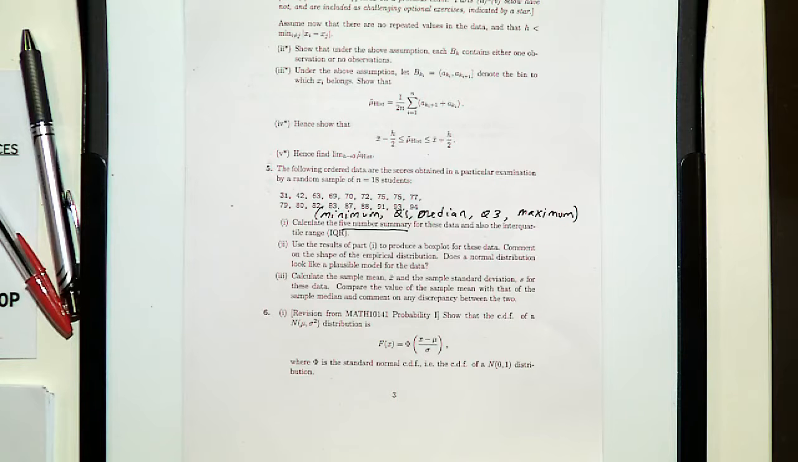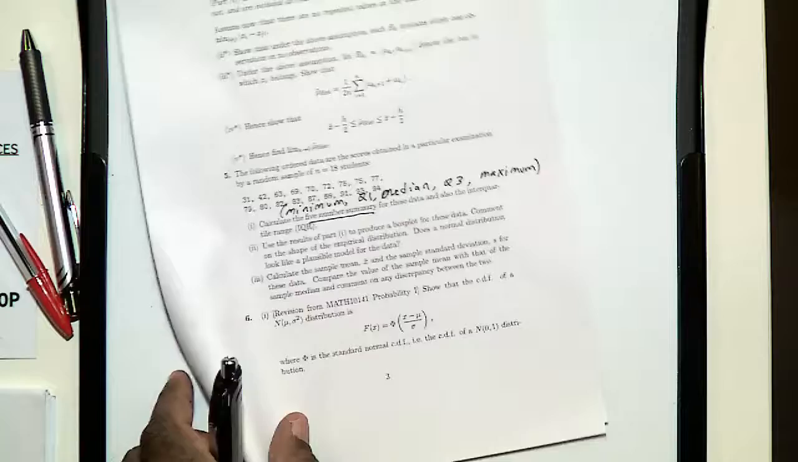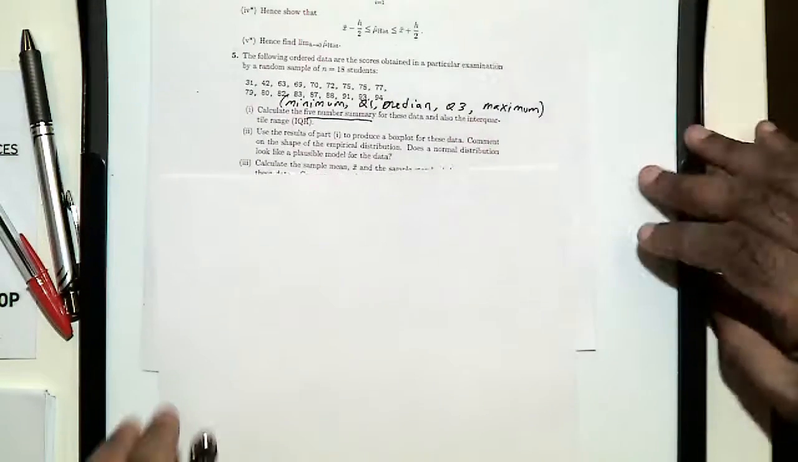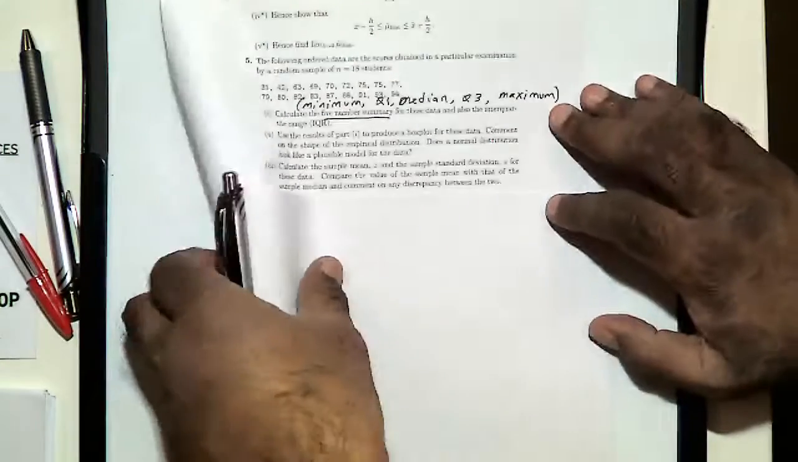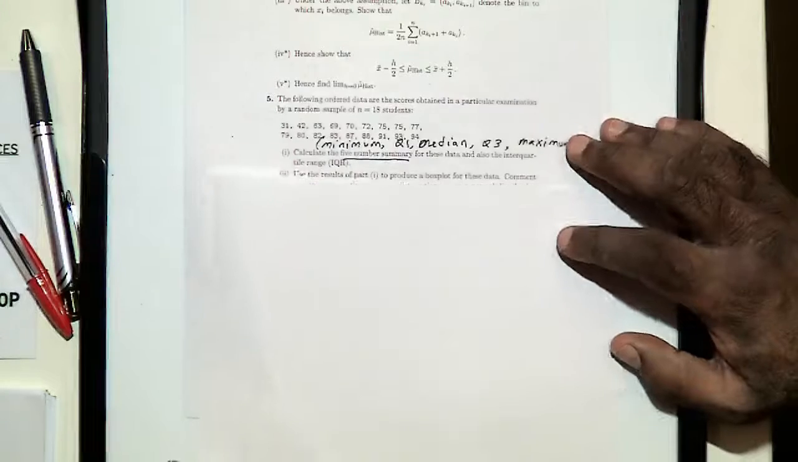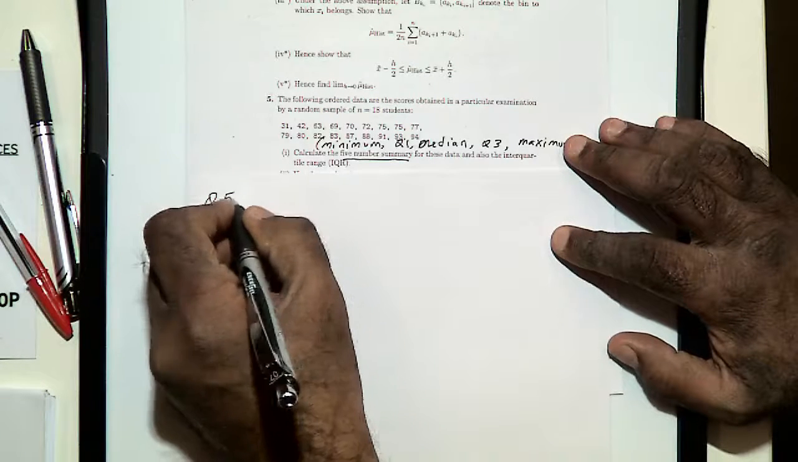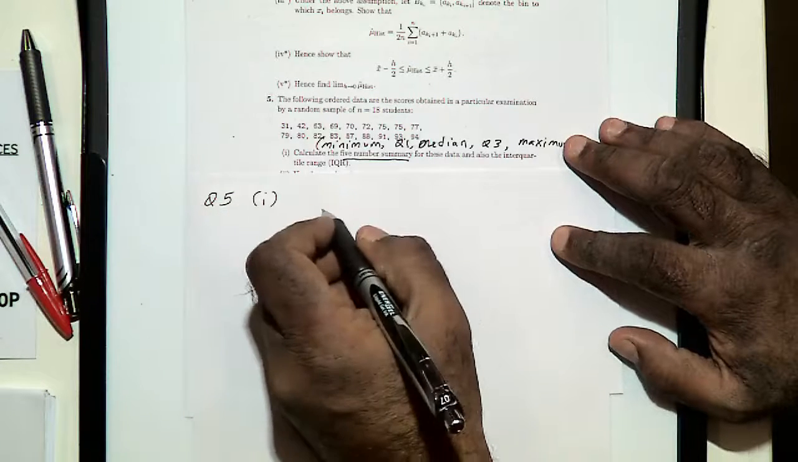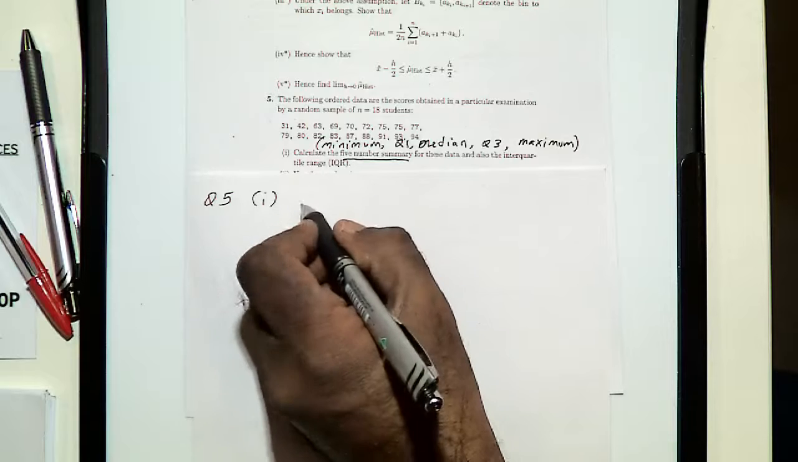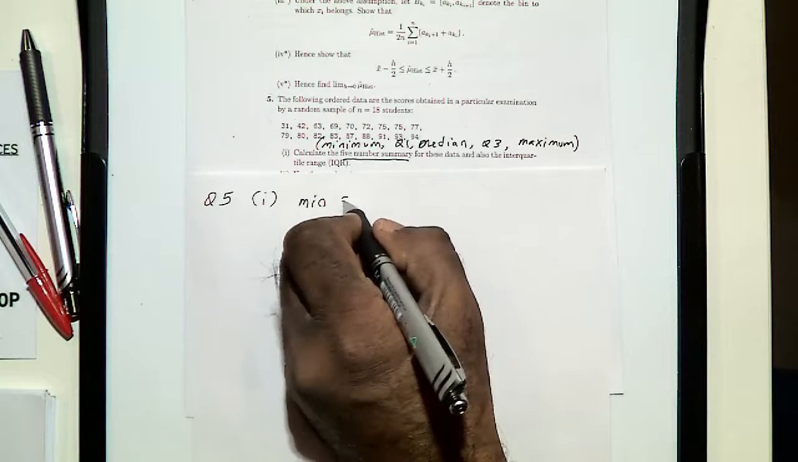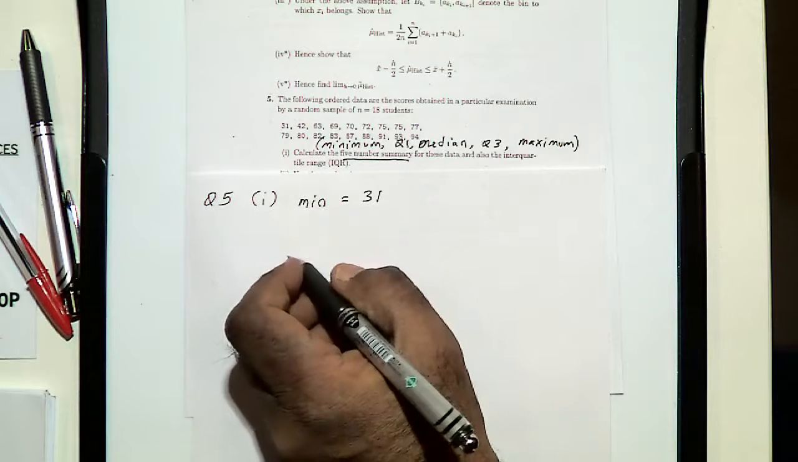Alright guys, so let's see how we can do question number 5. The first part is basically what we have already done. Question 5, part 1. We want to find the minimum, which is obvious. The minimum is the smallest, which is 31.